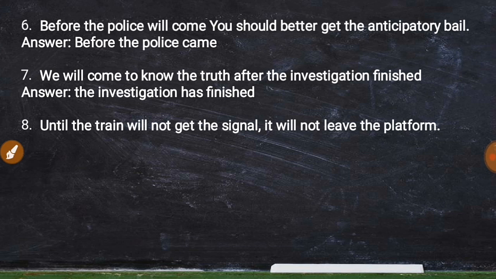Next one: until the train will not get the signal, we will not leave the platform. Again the same thing is there. Until, যতক্ষণ না, the train gets the signal. Until, like unless, has a negative meaning. So after the negative there is no use of another negative, because according to mathematics, negative and negative, minus minus, would be plus. So the sentence is already in the negative form, and you don't have to use another negative.